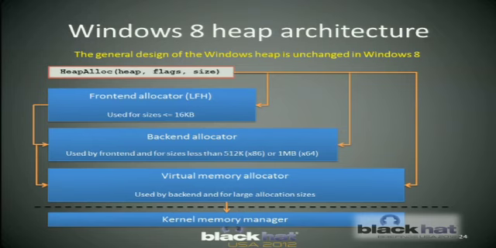Most allocations will come from what we call the front-end allocator or low fragmentation heap. This is used for allocation sizes below or equal to 16K. If you request an allocation that's larger than that, but less than 512K, or 1 meg on 64-bit, that will come from what we call the back-end allocator. The back-end allocator is also used by the front-end allocator to request memory. And if you request really large allocations, those will come from what we call the virtual memory allocator, which essentially calls directly into the kernel to request memory to allocate. So this is a very high-level picture of the architecture for the heap, and it's relatively unchanged in Windows 8.